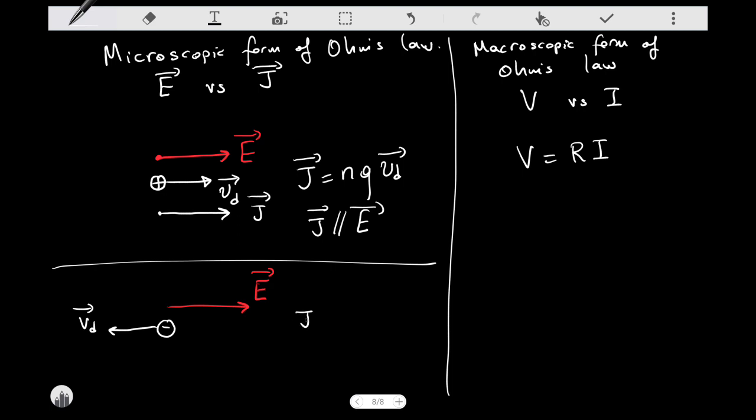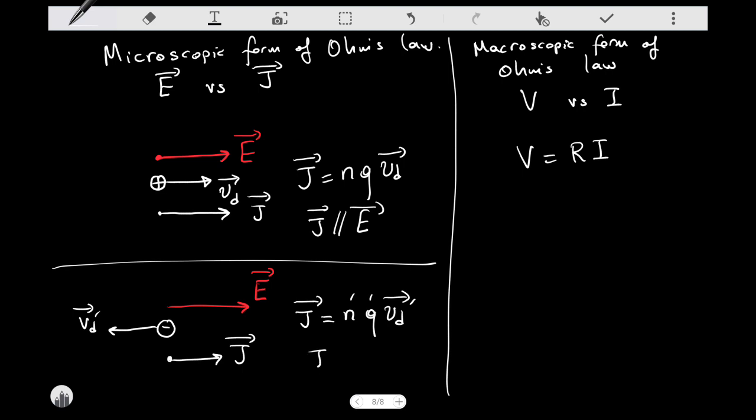But again, the current density is N times Q times Vd. Right? This is the same formula, but this time let me put primes in here so that we distinguish them from the positive charge carriers. The negative charge carriers might have different densities. They definitely have a different charge and therefore different drift velocity. But since the charge is negative and the drift velocity is towards left, their product is towards right. So in that case too, the current density would be parallel to the electric field.